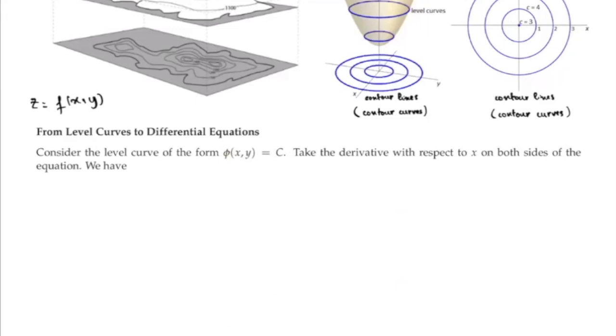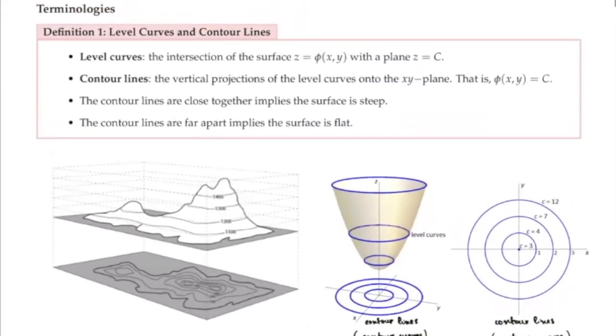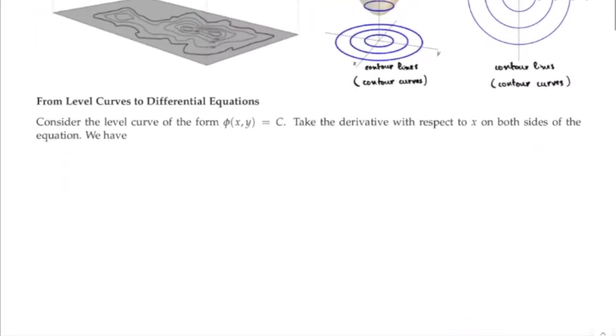You can change, instead of phi of x y, you can use f of x y, you can use capital K of x y. You can use whatever letter fits you, right? It's just that it follows the textbook that I use for reference. Okay, it's nothing major. So the surface is written as z equal to f of x comma y. The level curve is the intersection of the surface with a plane z equal to c. Okay, and therefore you have the form phi of x comma y equal to capital C. So capital C is just some constant.